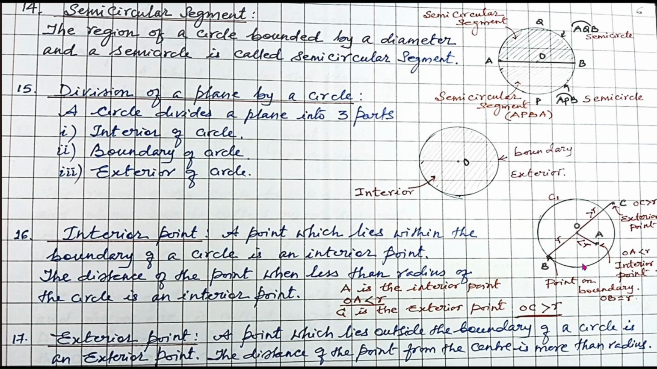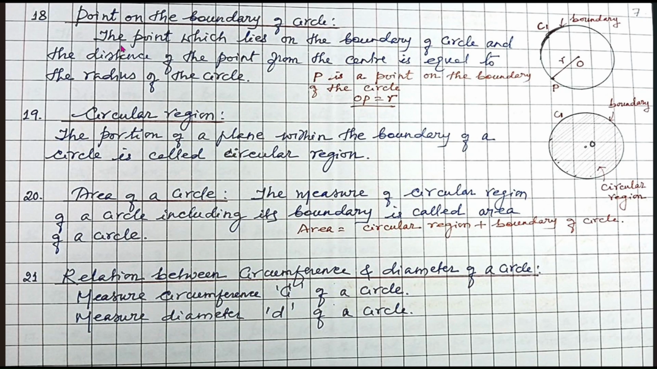Then we have the other points, whichever points you consider. If you look at the interior points, the distance from the center is less than the radius of the circle. If the distance is equal to the radius of the circle, then the points lie on the circle, and if it is more, then the point lies outside the circle, and that is an exterior point. Remember that.